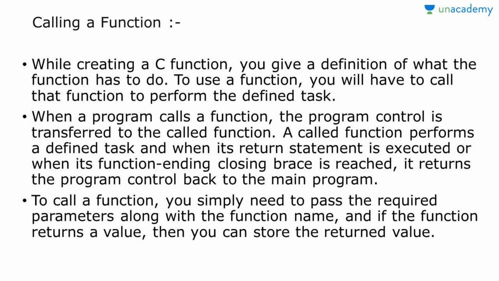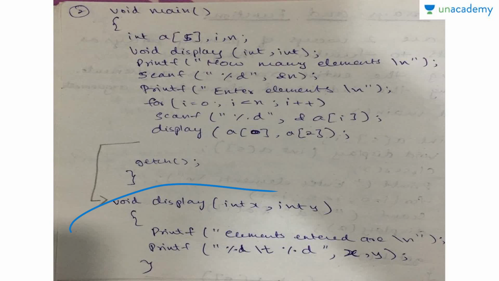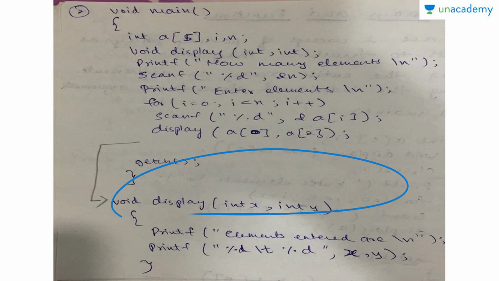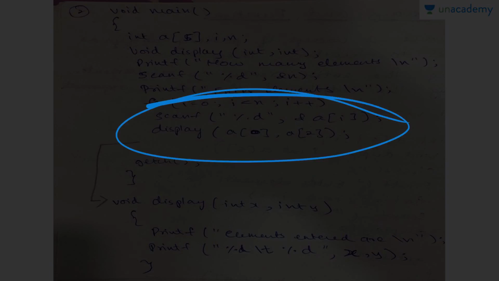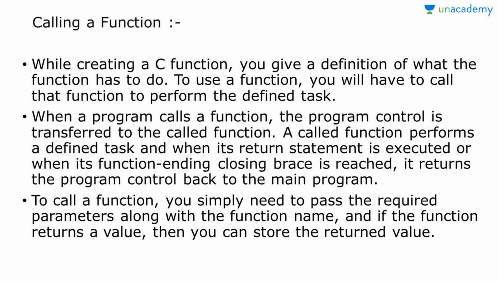So as we've seen here, the void display function is what we have created. In order for the lines written inside the body to be displayed or executed, we have to call this function by using a function call like this. So that is what we did.